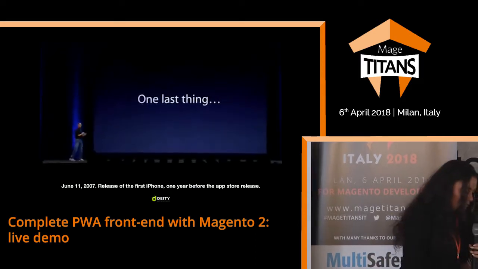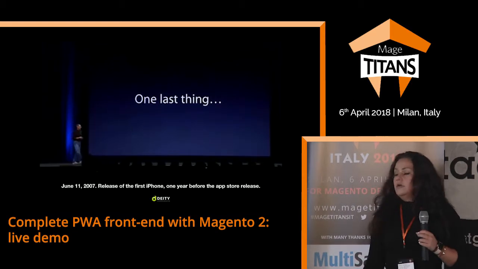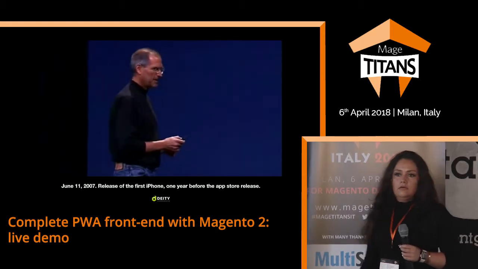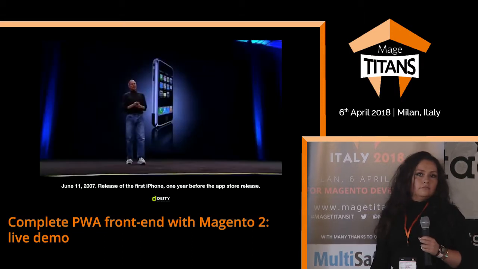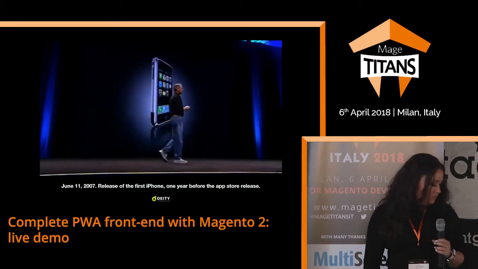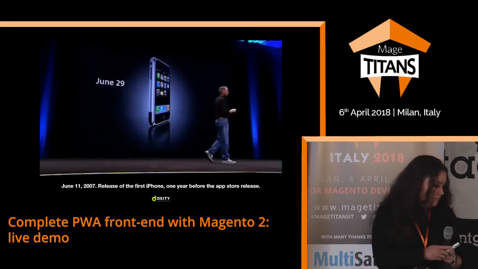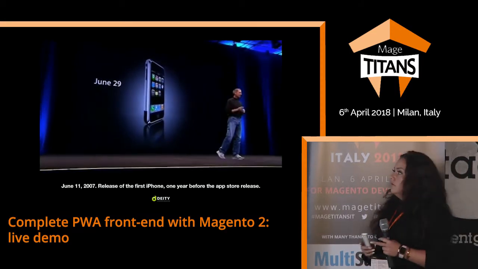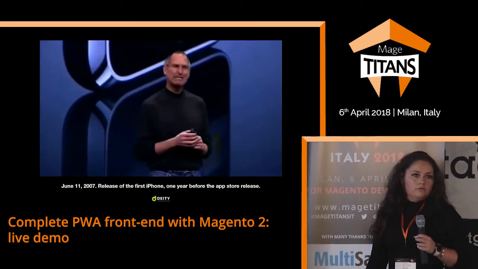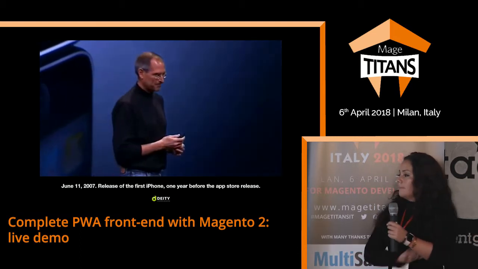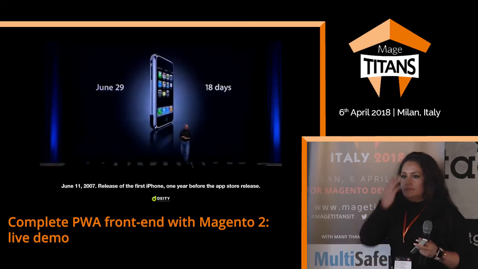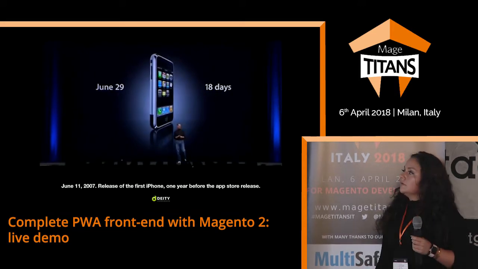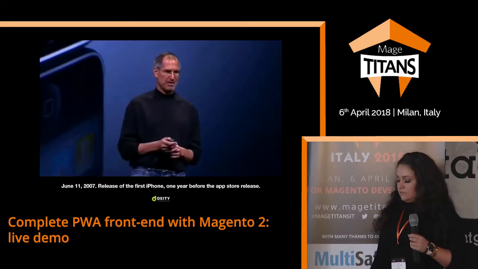But I do have one last thing that I want to talk about. And that, of course, is the iPhone. The iPhone ships on June 29th. That is just 18 days from today. I believe at 6 p.m. in the evening, they will go on sale. June 29th, 18 days from today.